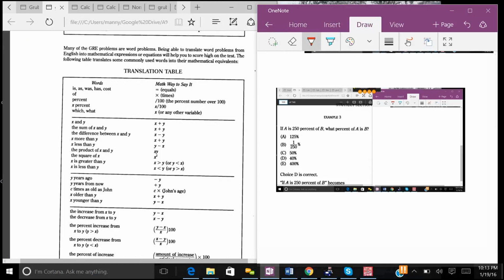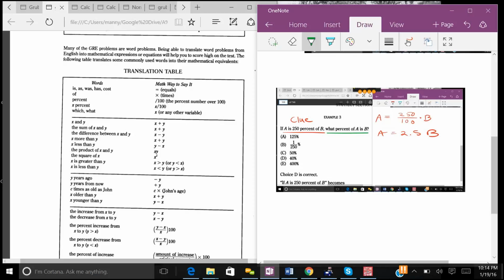A is 250% of B. That means A, "is" means equal to. 250% always means divided by 100. Of means multiply, and B is B, right? So the question gave us this information. That's the clue. So A equals 2.5 B. Make sense? Then this is our puzzle.